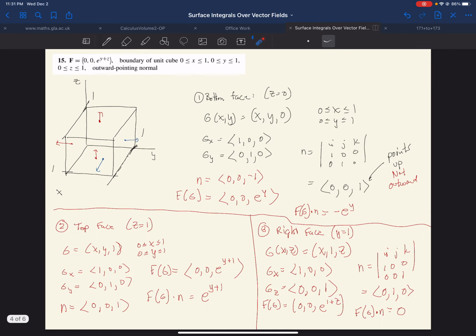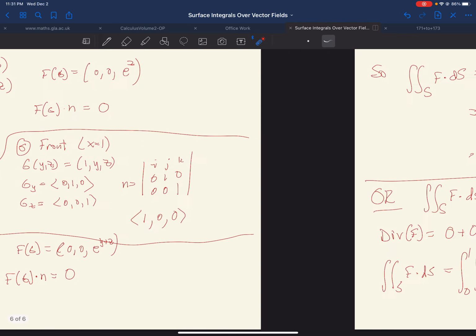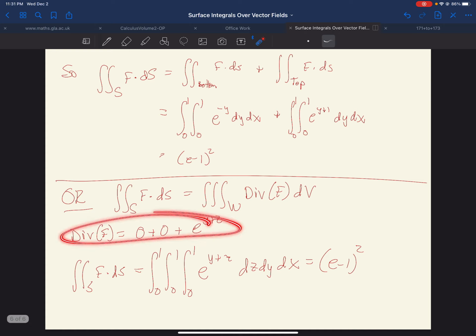that's a lot of work. That is 6 parameterizations, 6 normal vectors, 6 dot products, and 6 double integrals. However, if at this time, and we didn't have it at the time, if we had the divergence theorem, the divergence of this is the x derivative of that 0 plus the y derivative of that 0 plus the z derivative of that, which is e to the y plus z. So the divergence is just e to the y plus z. So there's the divergence right there.